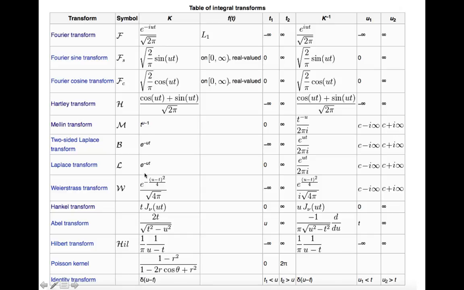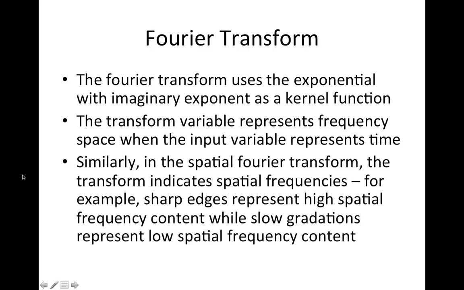is our transform variable, and u in the Laplace transform is a complex frequency, as opposed to u in the Fourier transform, which is a real number. There are some others. The Hankel transform uses Bessel functions. The Abel transform is one that's used in optics. The Hilbert transform is used in signal processing. So as you can see, there are several of these integral transforms.